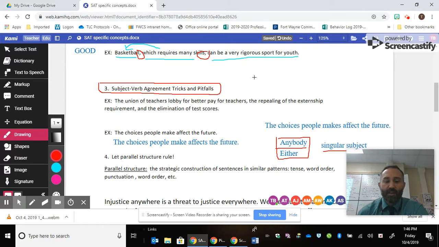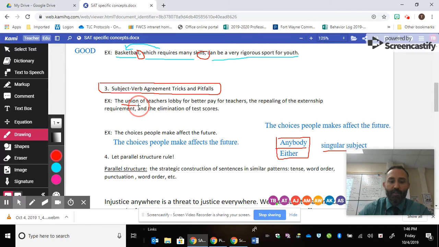As an illustrative example, I'm going to start with: the Union of Teachers lobby for better pay for teachers, the repealing of the externship requirement, and the elimination of test scores. Well, grammatically speaking, the commas are correct. However, we have an issue, because people think of "Union of Teachers," and we have to figure out what the verb and subject-verb agreement is on this.